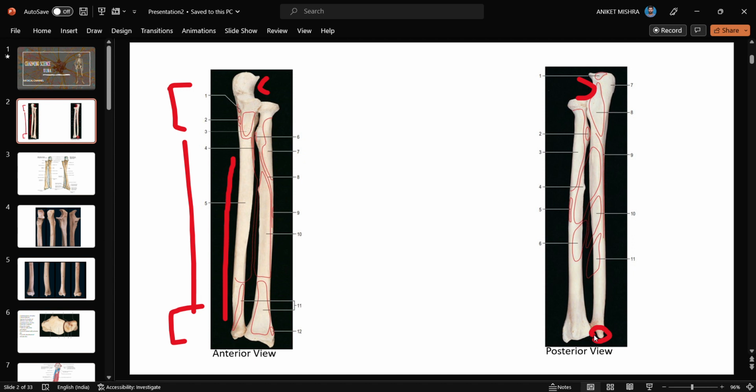So when we see the ulna, we identify it by looking at the upper end, which has a hook-like structure in which the concavity is directed toward the forward side. When we come to the shaft, the sharpest border is the lateral border. And when we come to the lower end, we see the styloid process, and the styloid process lies posteromedial at the lower end.